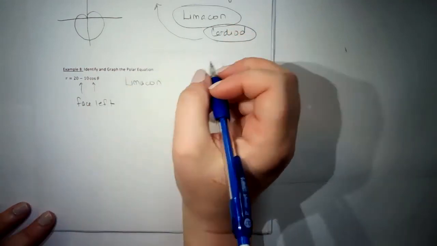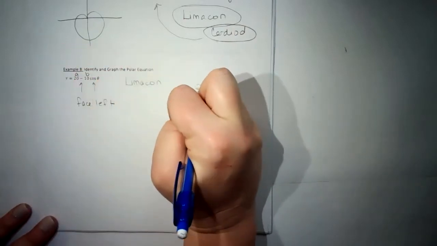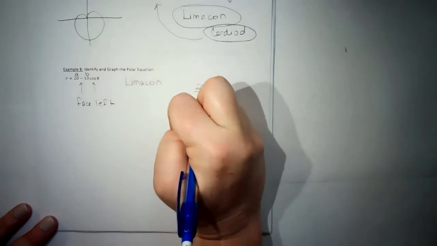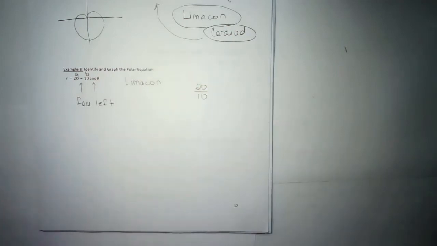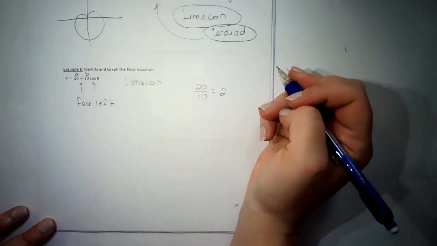And then we notice that our A is 20 and our B is 10. We're not worried about the signs. You don't put the negative in. You're just taking the absolute value of those numbers. That's going to be 2.